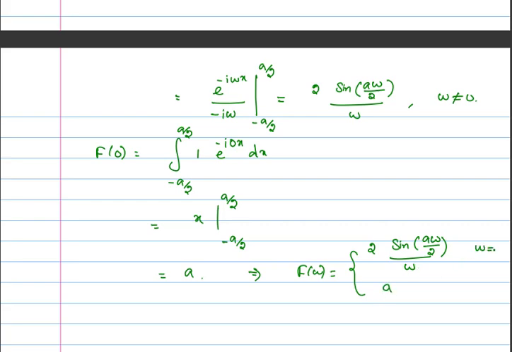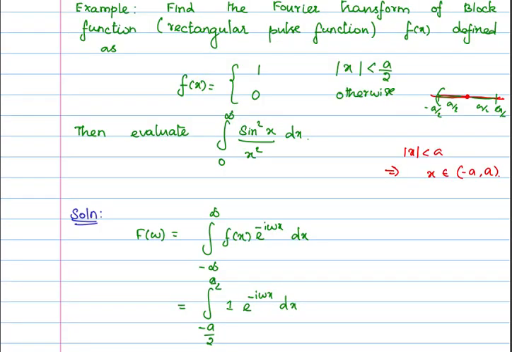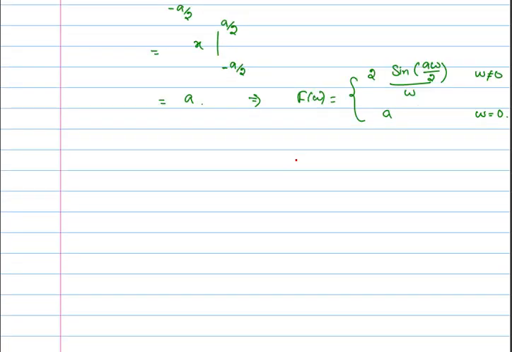This is omega not equal to 0; here omega equals 0. Now I am going to evaluate this integral. My aim is to evaluate the integral using the Parseval identity. So first we recall our Parseval identity. What is the Parseval identity?